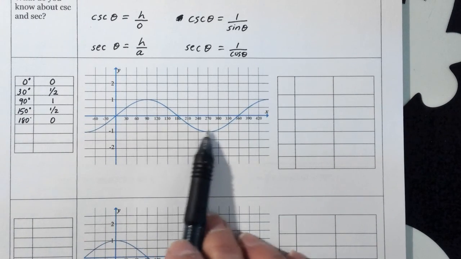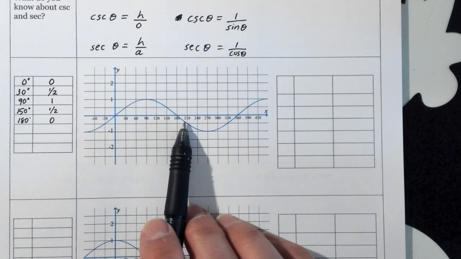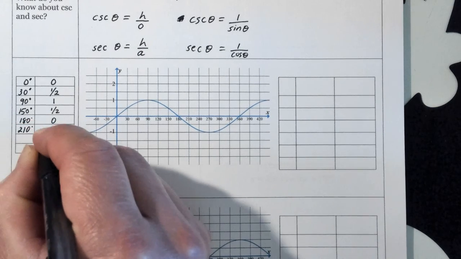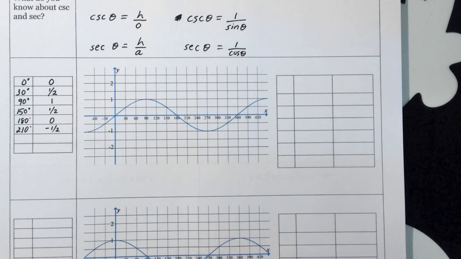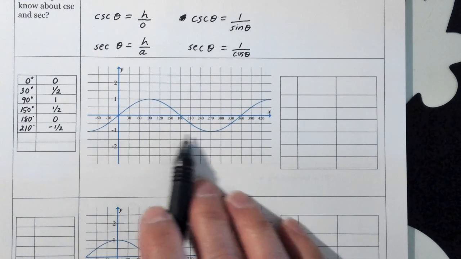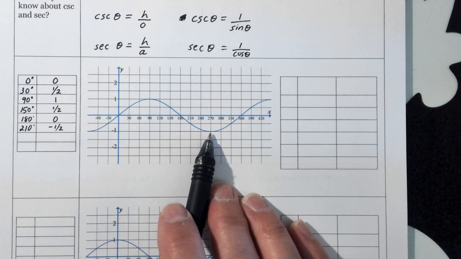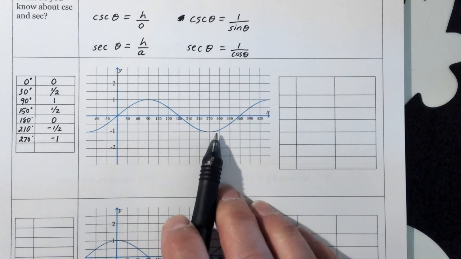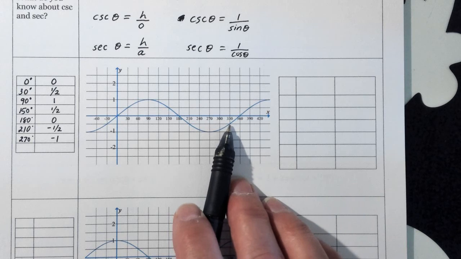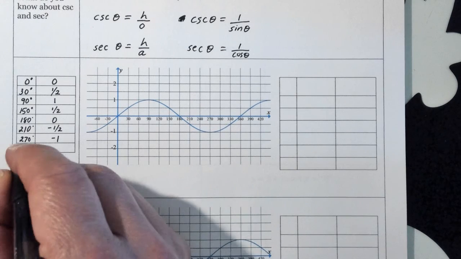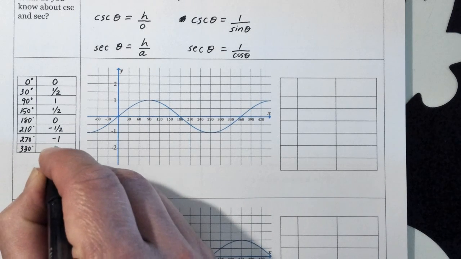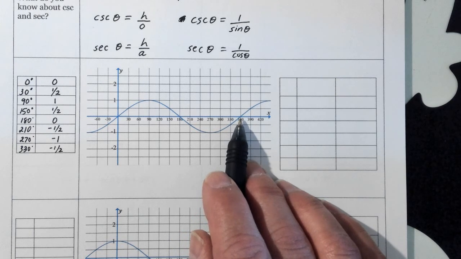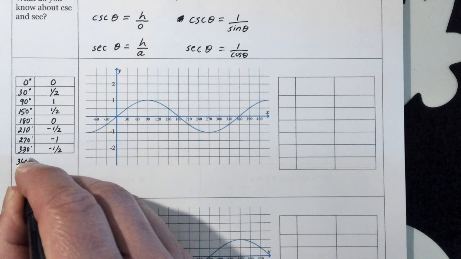I'm going to do one full cycle of sine, by the way. At 210, the value of sine is negative 1/2. At 240, it's negative radical 3 over 2. I'm skipping that one. At 270, you get negative 1. At 300, it's negative radical 3 over 2, but I'm going to skip that. At 330, it's negative 1/2. And then all the way back at 360, and that's one full cycle, back to 0.